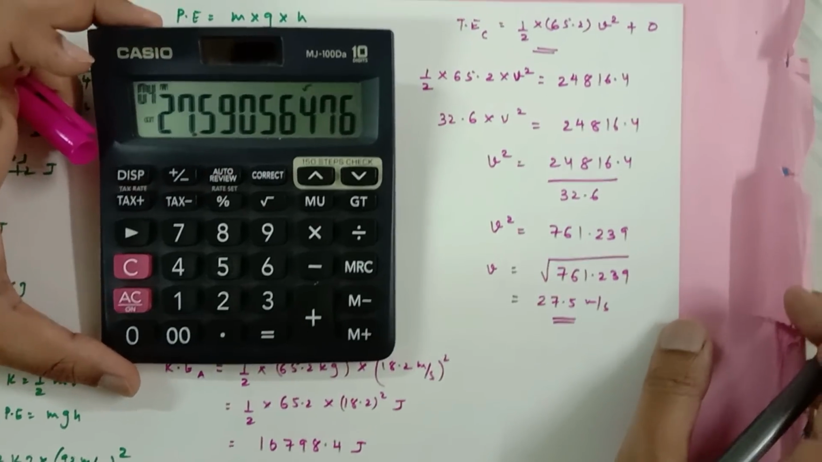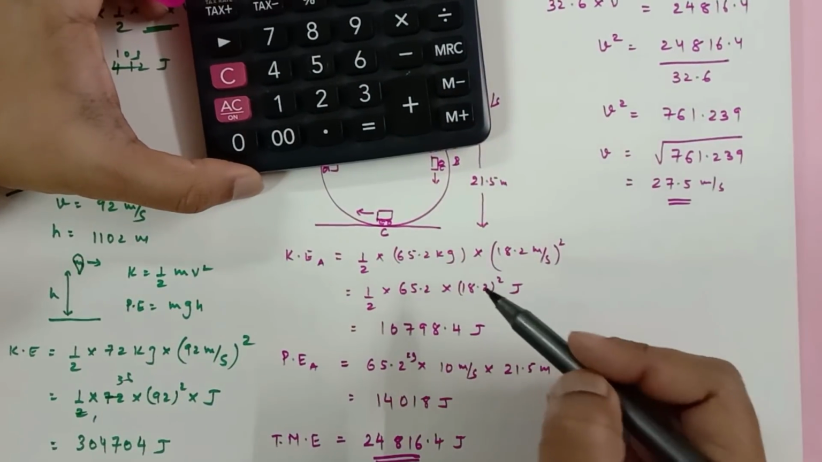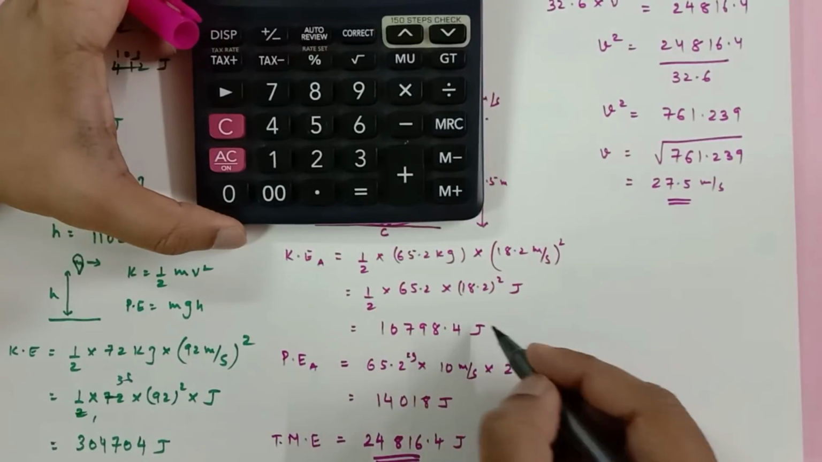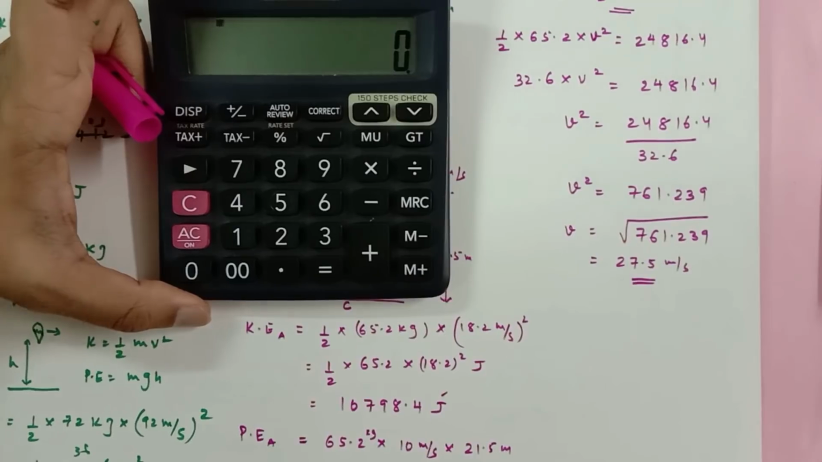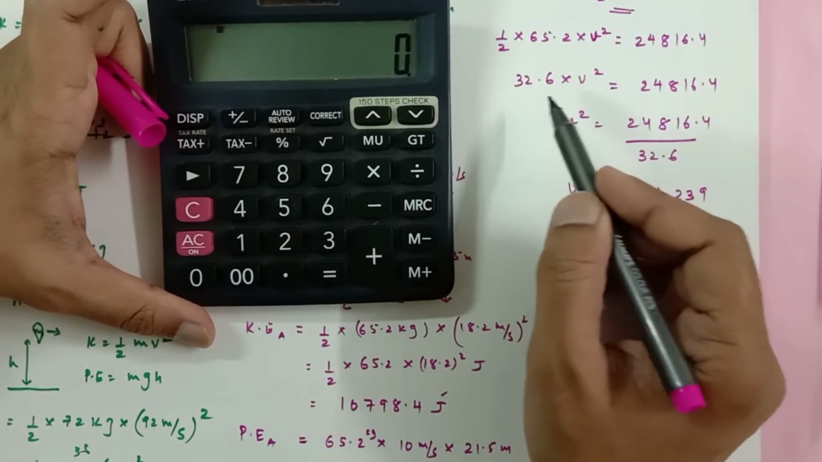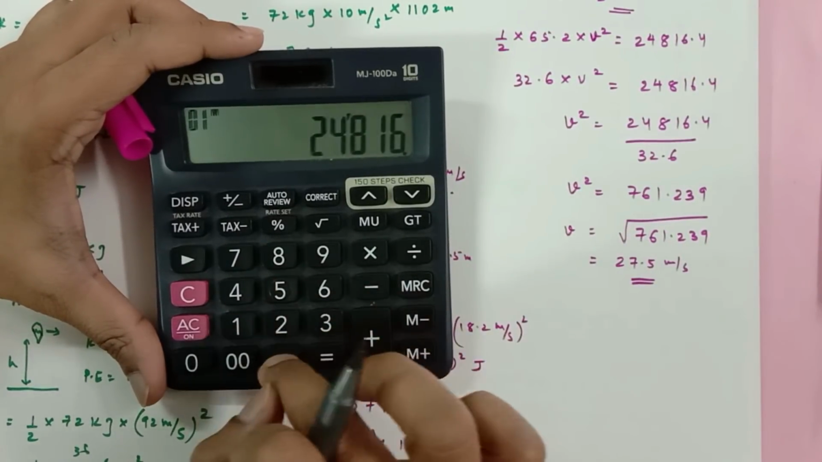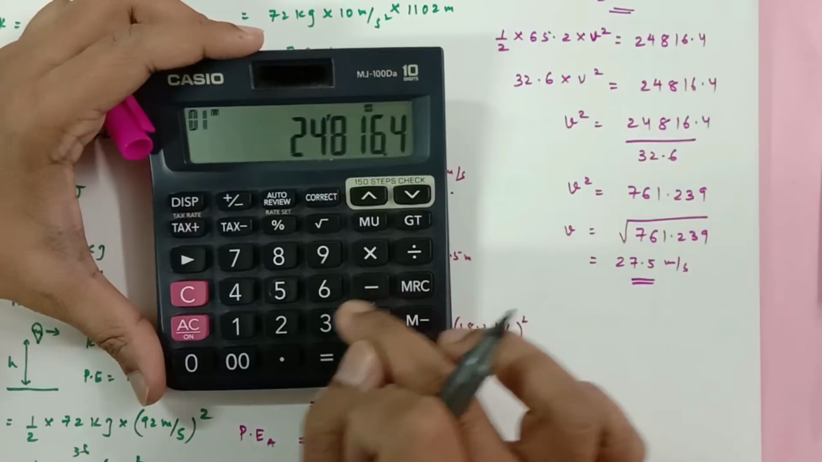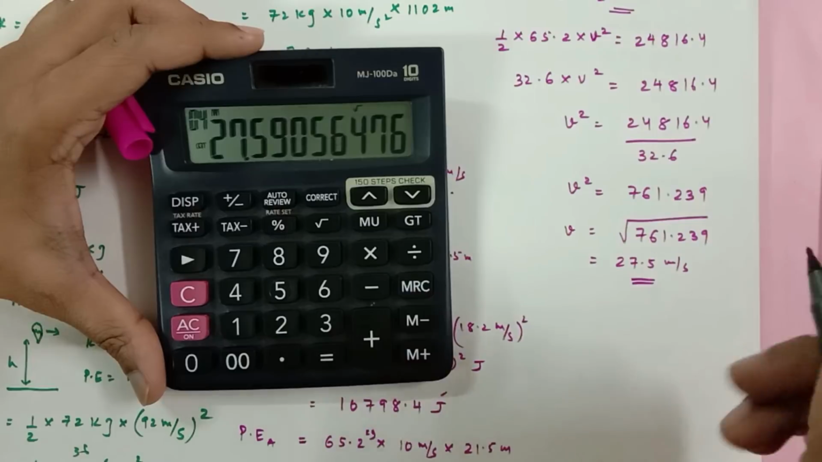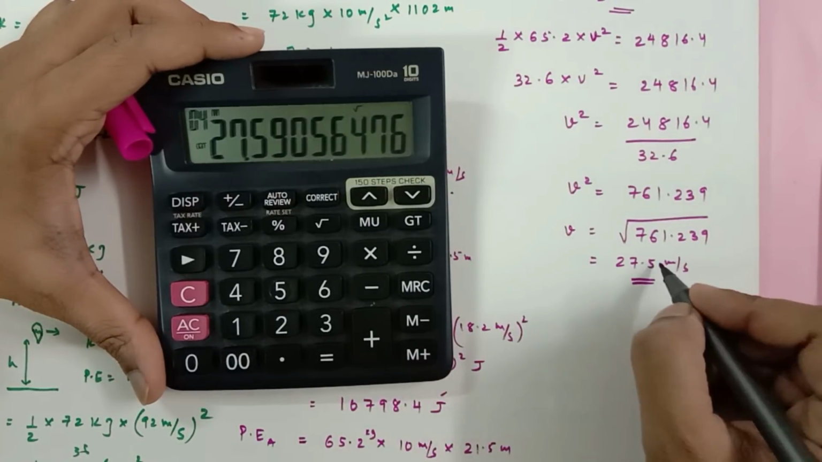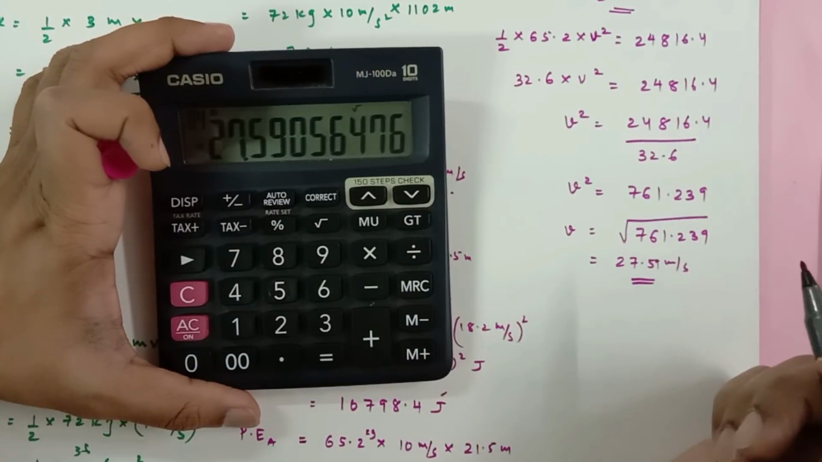Let me go through all the calculations once again, whether I have made any mistake. Let me check. Okay, 18.2. Okay, this answer is correct. This is correct. Sum is correct. Half into this 32.6. Let me check this again. 24816.4 divided by 32.6. Okay, and the root to this number. Okay, so the correct answer is 27.59 meter per second. So that would be the speed of the roller coaster at the bottom.